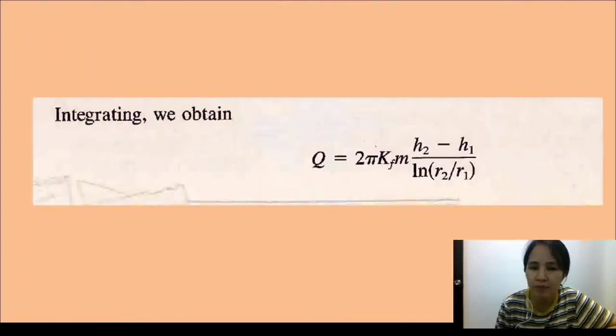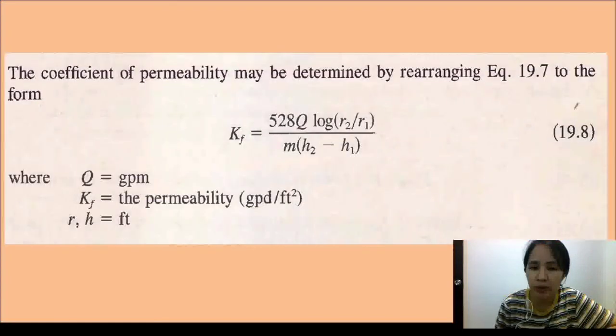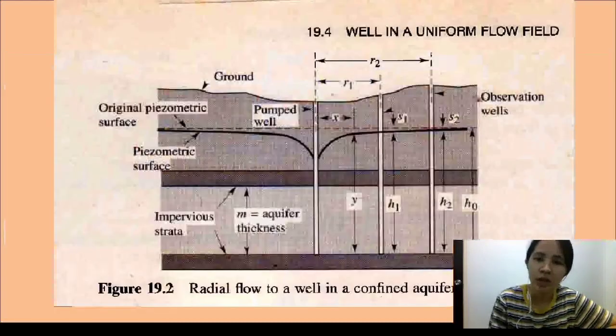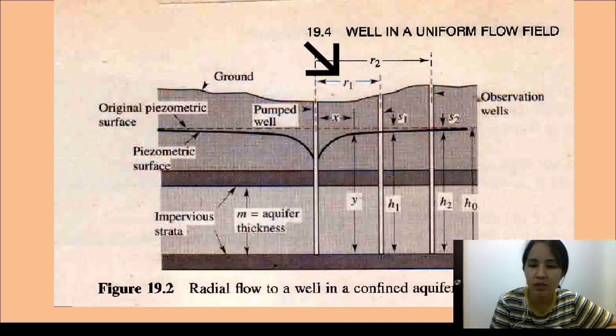Integrating, this is the formula, but we're going to equate that with our Kf, which is the coefficient of permeability, which is now equal to 528 Q log of R2 over R1 all over M times (H2 minus H1). This formula is only applicable if your Q is in gallons per minute and your Kf is in gallons per day per feet squared. This is your R1, which is the distance between your pump well and your first observation well. Your R2 is the distance between your second observation well and your pump well.